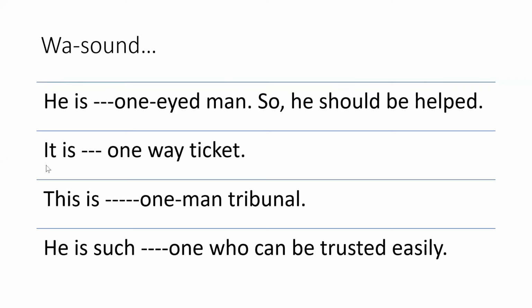Article A. It is a one-way ticket. Again, W, so make use of A here. This is a one-man tribunal. W, so make use of A here. He is such a one who can be trusted easily. So W sound, so make use of A.